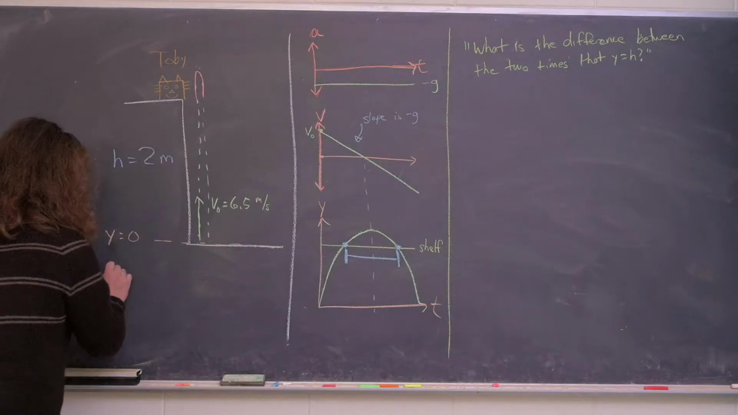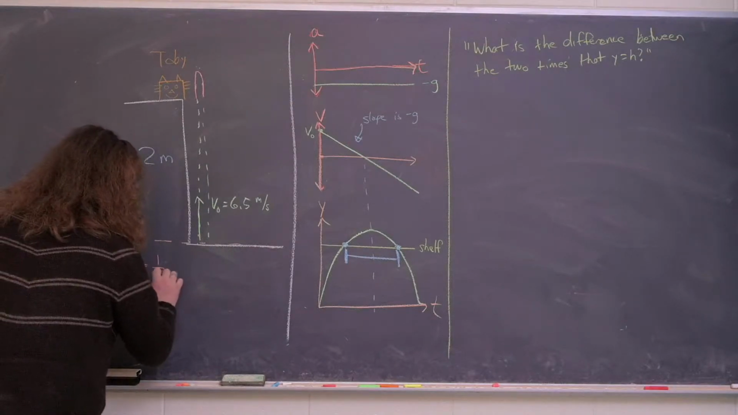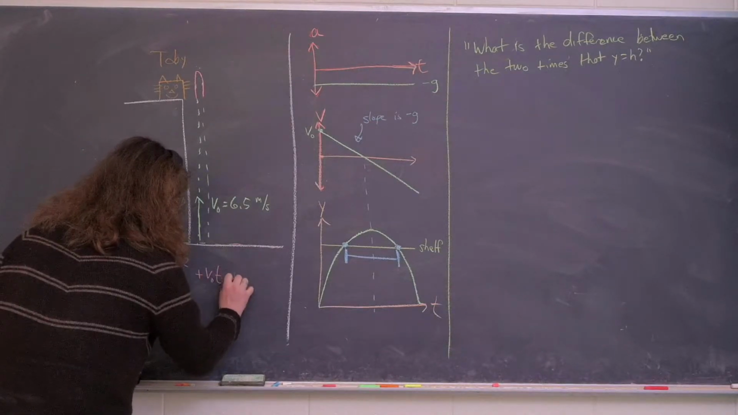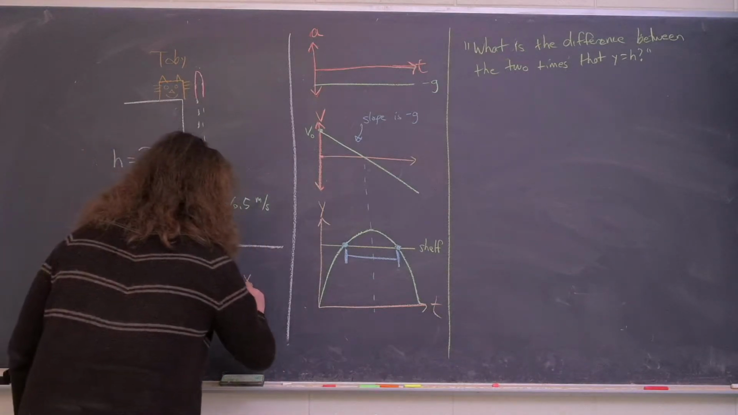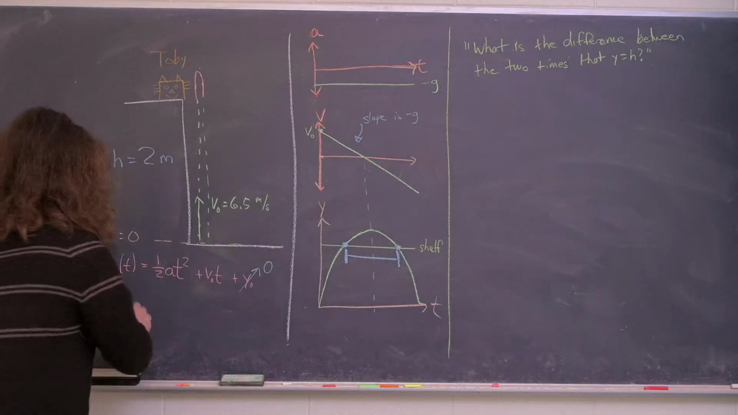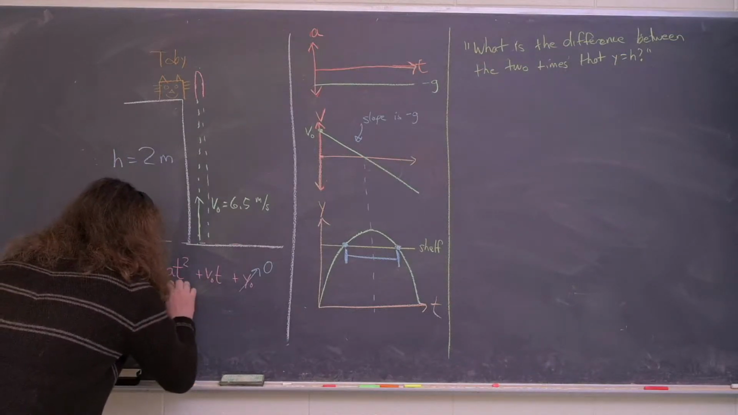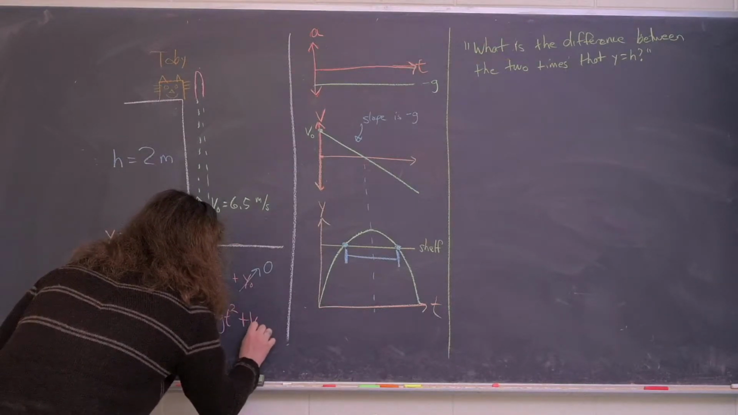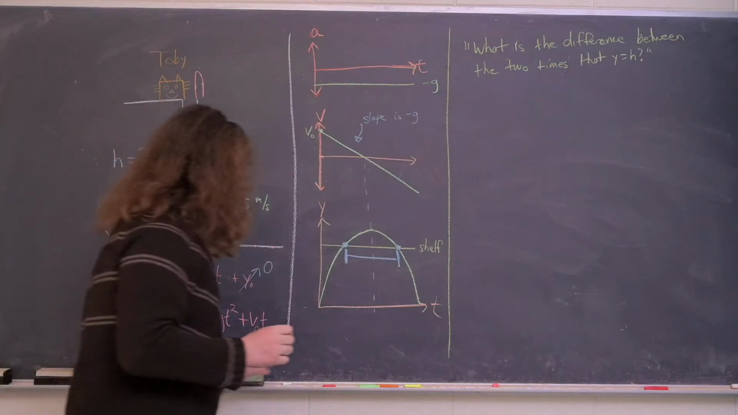So here we know y of t is, well, it's going to be 1/2 at squared plus v naught t plus y naught. But the initial height is 0. We know these other two things. We know the acceleration is minus g. So that means that the position as a function of time, y of t, is minus 1/2 gt squared plus v naught t. So I'm going to set this thing equal to the height.